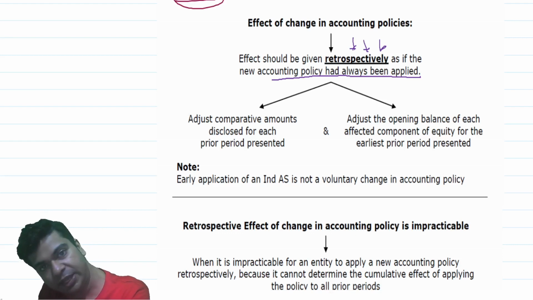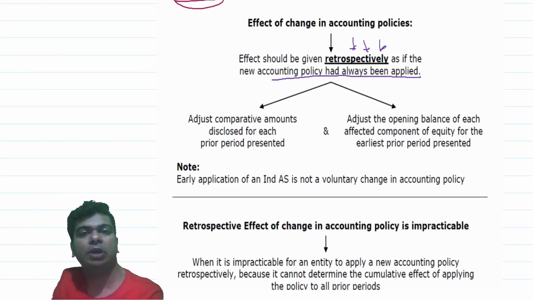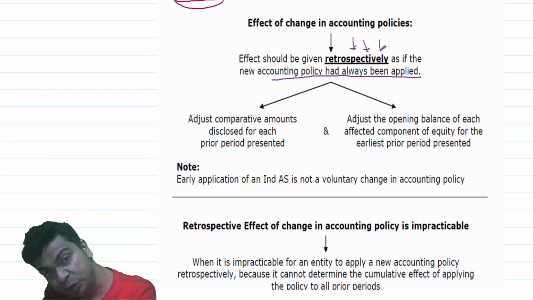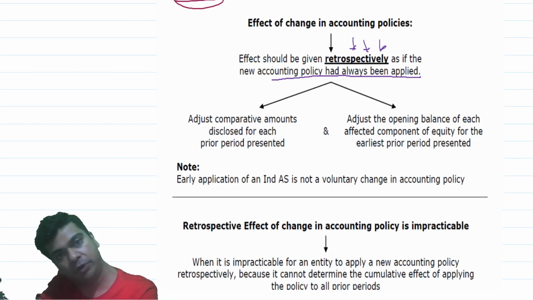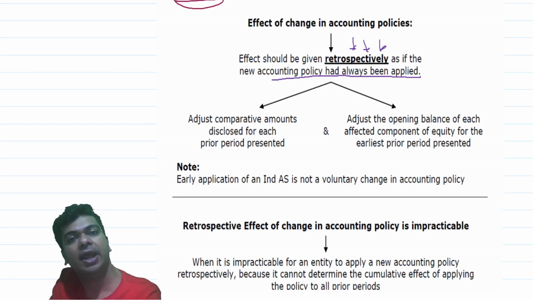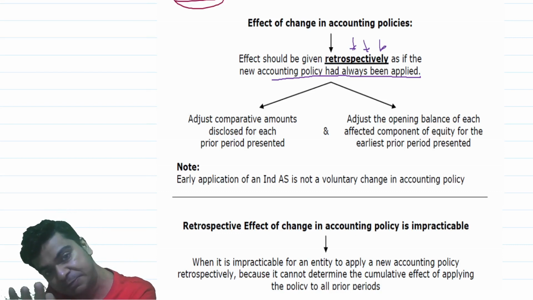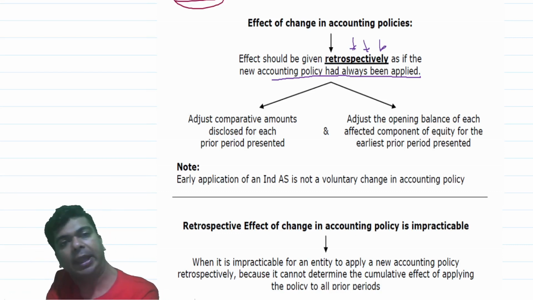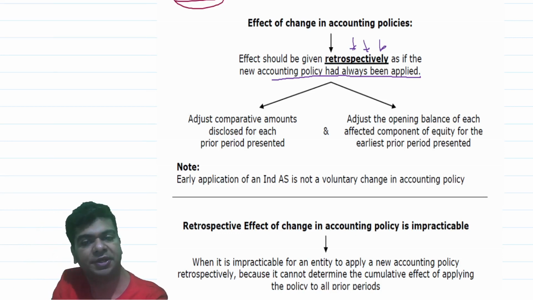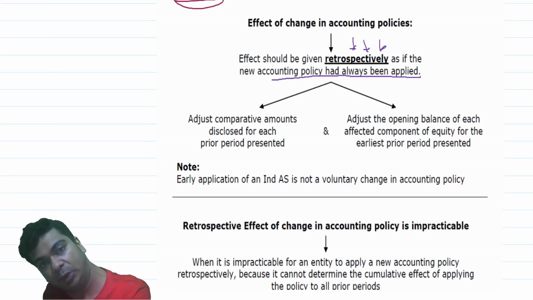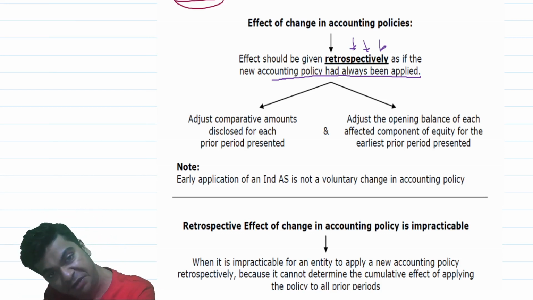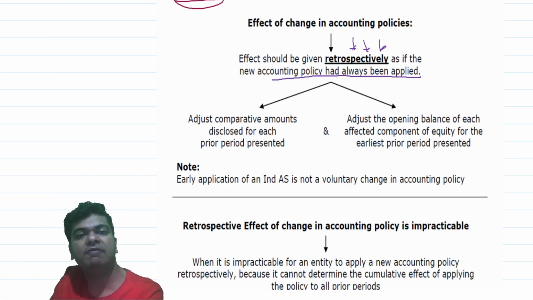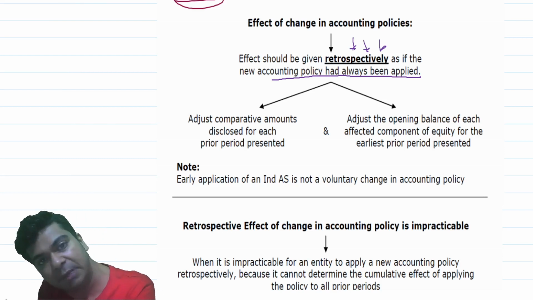What I am trying to say is that if you are changing an accounting policy today, you are not supposed to give the effect of the new accounting policy from today and onwards. If you say today and onwards, that means you are giving prospective effect. No. Ind AS 8 requires that whenever you are changing an accounting policy, its effect should be given retrospectively. Retrospectively, as if right from the very beginning, I had been following the new inventory valuation method.